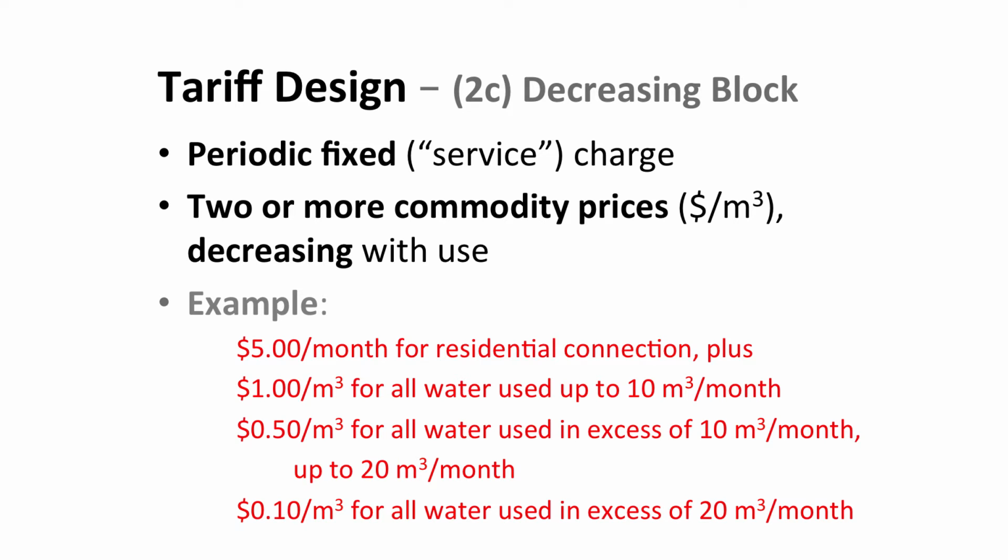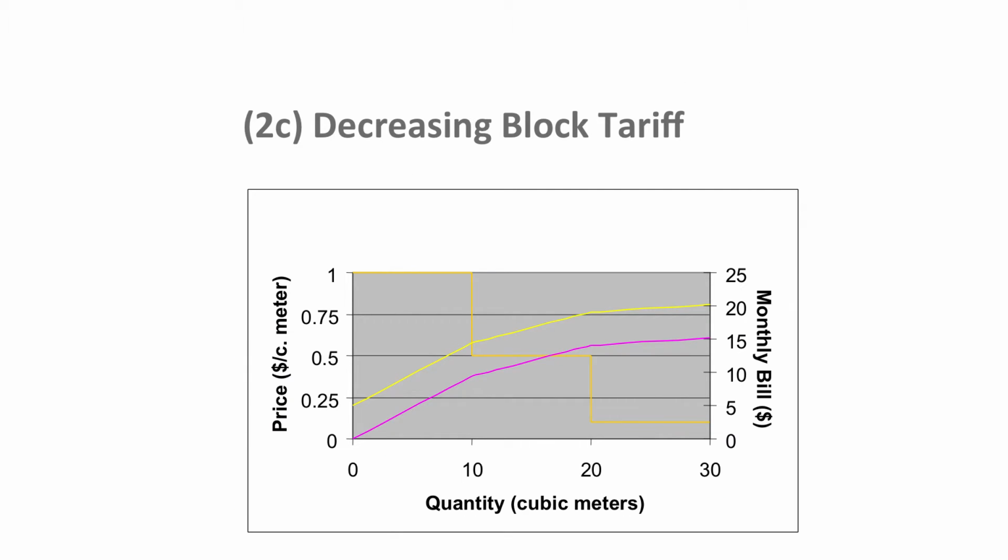If your water use exceeds 20 cubic meters per month, then you are charged 10 cents per cubic meter for all water in excess of 20 cubic meters per month. In this figure, the orange line shows that the volumetric price is $1 per cubic meter for the first 10 cubic meters. It then decreases to 50 US cents per cubic meter for the next 10 cubic meters. Finally, it decreases to 10 US cents per cubic meter for quantities above 20 cubic meters per month.